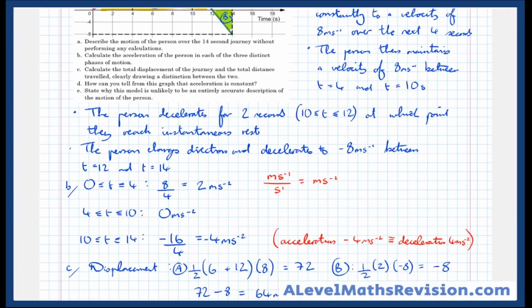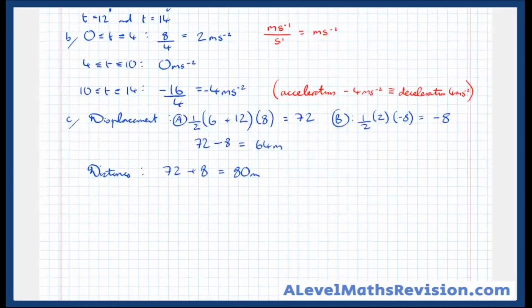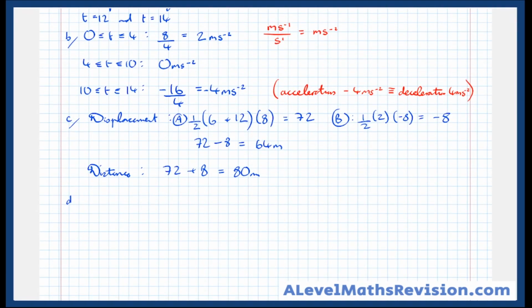Right, part D. How can you tell from this graph that the acceleration is constant? Because they're straight line segments. Straight line segments mean constant acceleration in a velocity time graph, and curved segments would be variable or non-constant acceleration. So part D, because the graph consists of straight line segments.